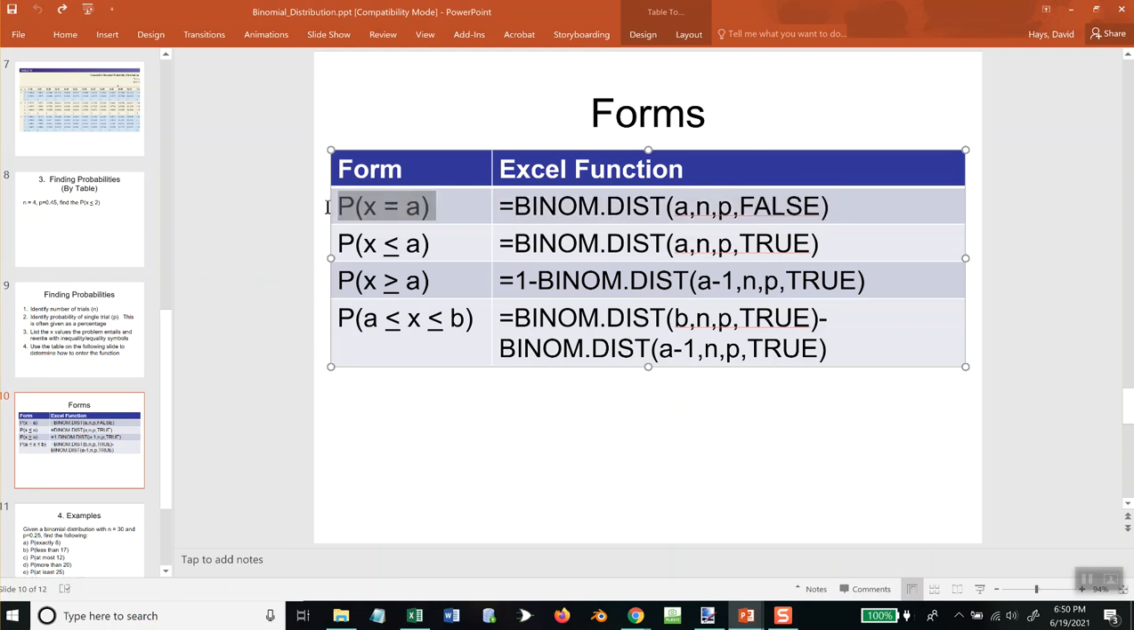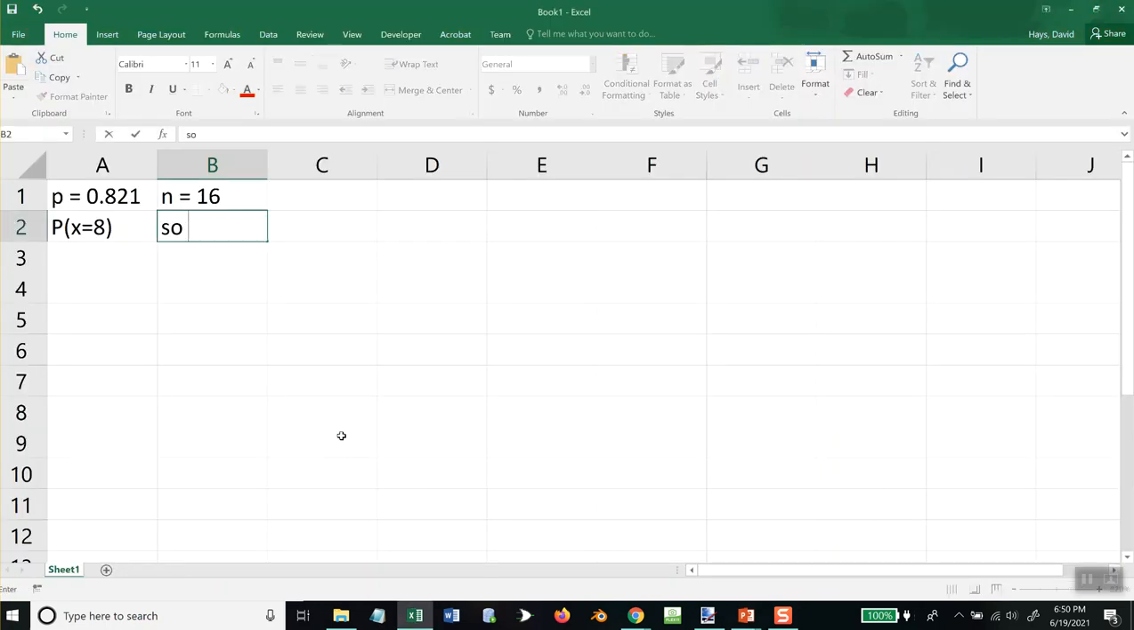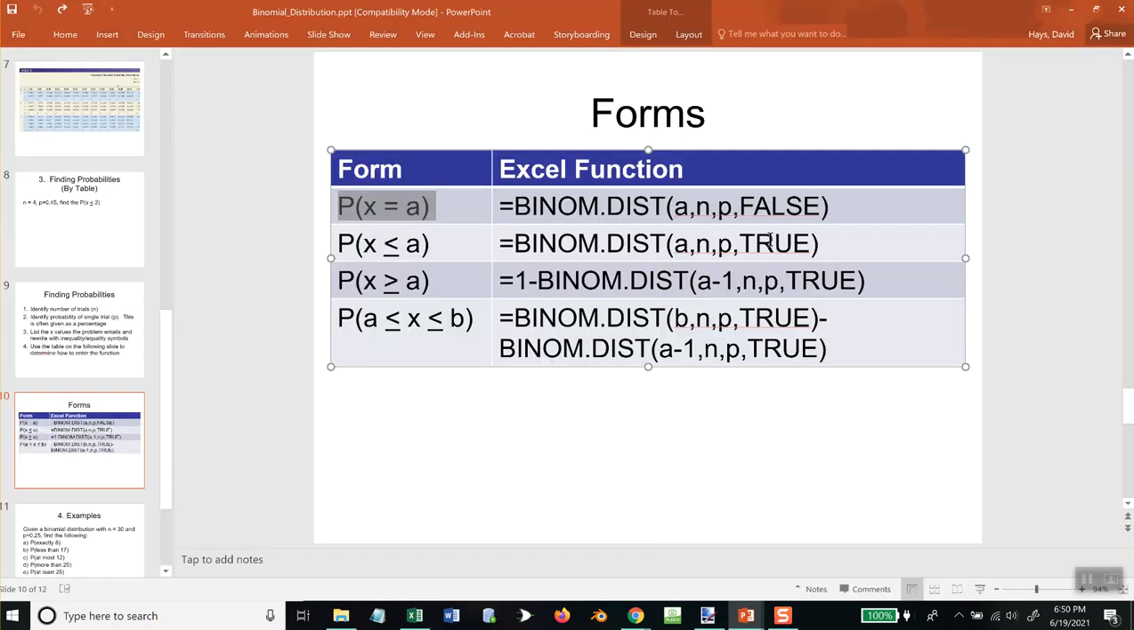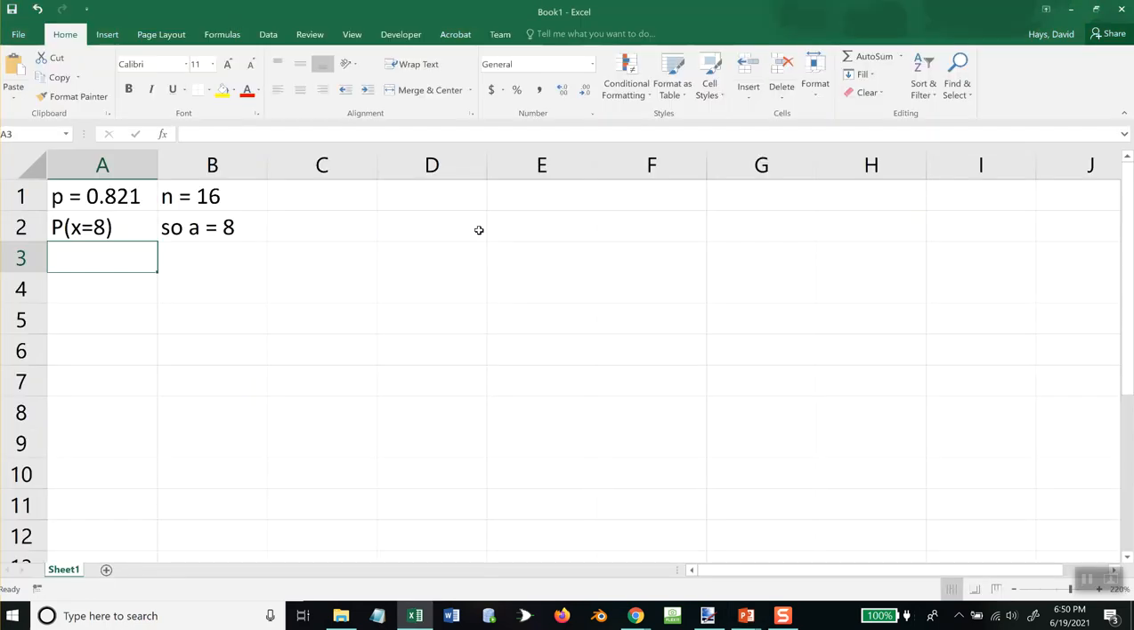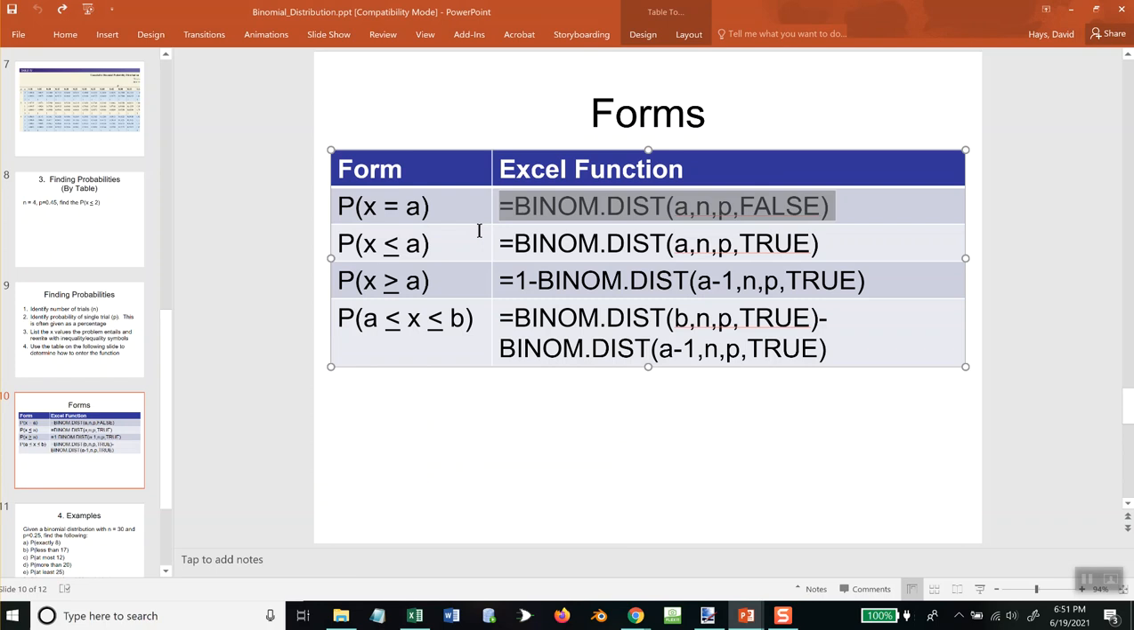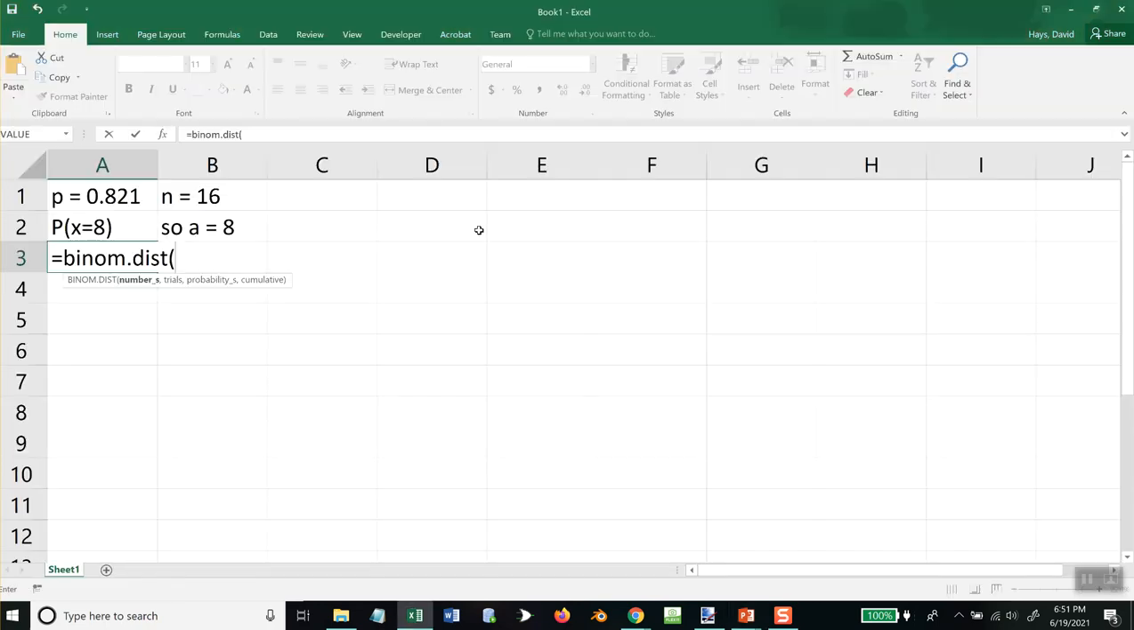Okay, it's going to match our first form here. Probability x equals something, and whatever follows your x equals is your a. So in this case, a is equal to 8. And we'll plug it into our first form here. So we'll have equals binom.dist, and then a, n, p, false for our parameters. a, n, p and false.